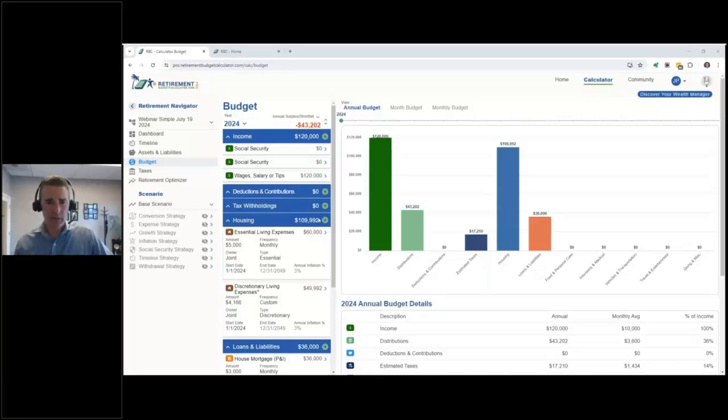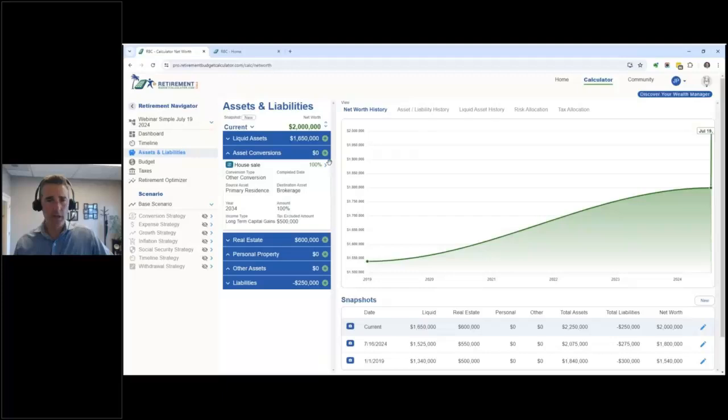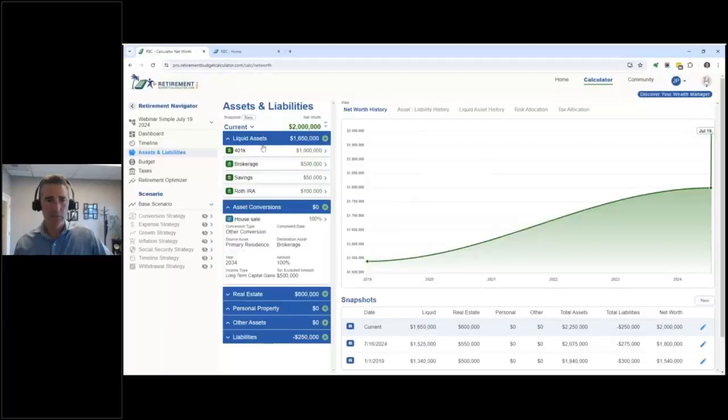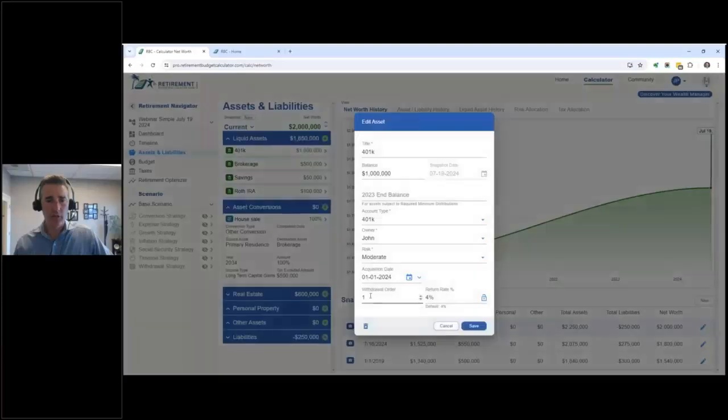How do we choose in the program which account we want the deficit withdrawal to come from? Okay, cool. We've got a couple of different ways you can do that. In the assets and liabilities, right now, the way that you would do it is you would set the withdrawal order. So you come up here, you choose your 401k, and you see you've got your withdrawal order here. That's how you could say which account you want funds to come from.